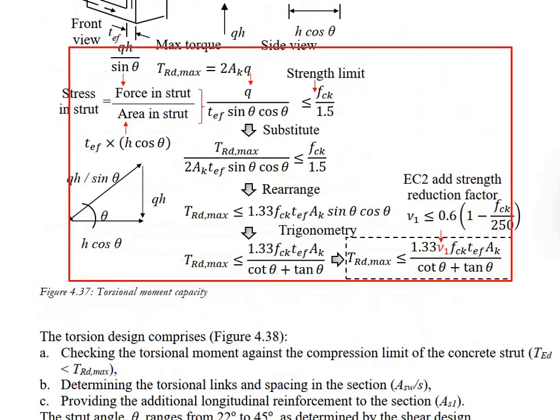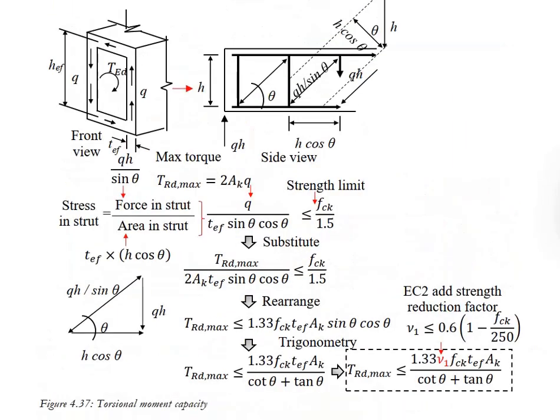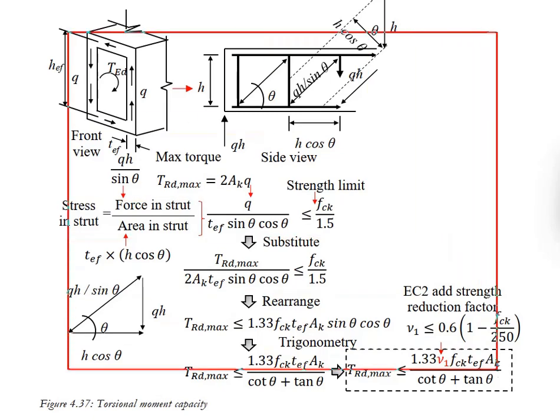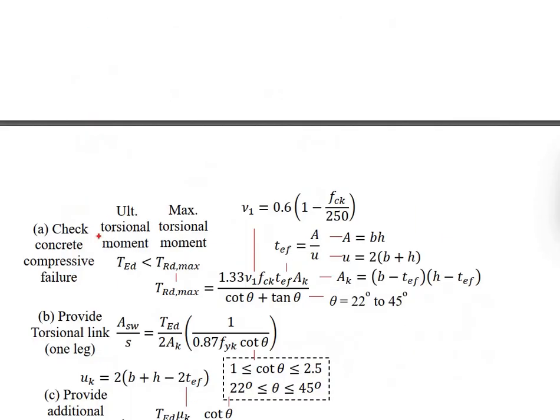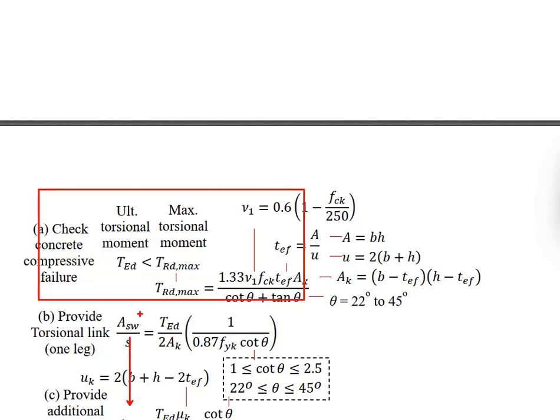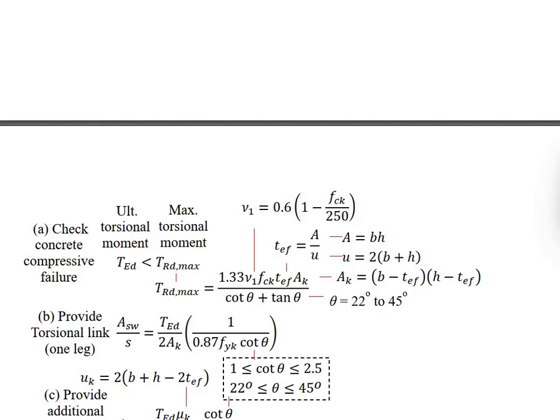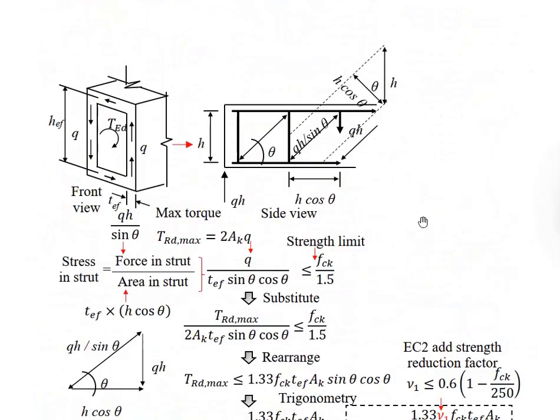If you want to know more detail about the derivation process, you may refer to our previous video. This will be the first step here. Make sure this passes before you proceed with the subsequent steps. Why is it so? If this requirement fails, that means the section is likely to fail due to crushing. Where will the crushing happen? It happens at the compressive strut here.